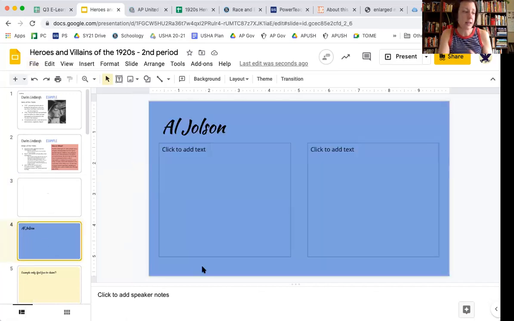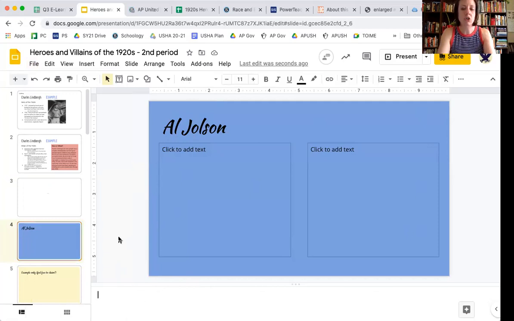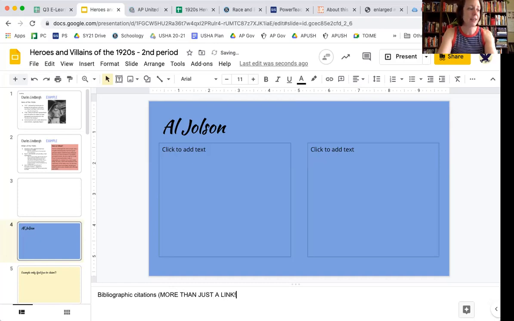The last thing I want to highlight is this little box down here at the bottom, underneath the slide itself, which you can manipulate however you need to get all of your information on there, where it says click to add speaker notes. This is where you're going to put your bibliographic citations. And just a reminder, these are going to be more than just a link. You need to have the full citation that has the author, the publication, the article or webpage title, the full URL, the date that you accessed it. If you need to review that information, that's all in the History Fair folder right here in Schoology.